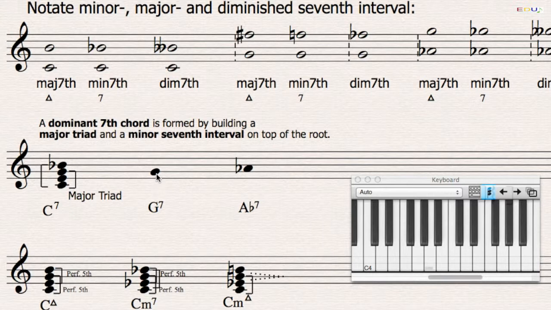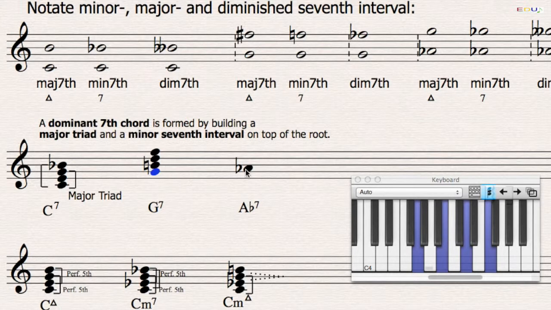So let's build G7. G, B, and D already give a G major triad. Now I need to build a minor seventh on top of the G. So let's check if F is the minor seventh. We jump up an octave to the G, count down to the F, 1, 2 semitone steps down from the octave will be the minor seventh. So this is G7 or G dominant 7.